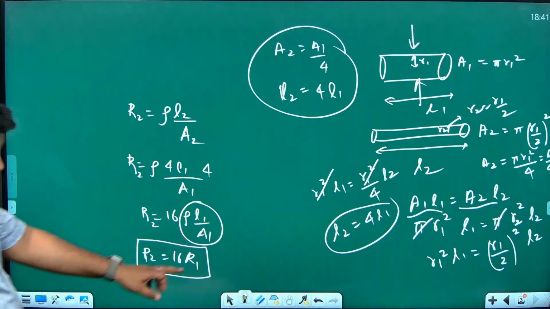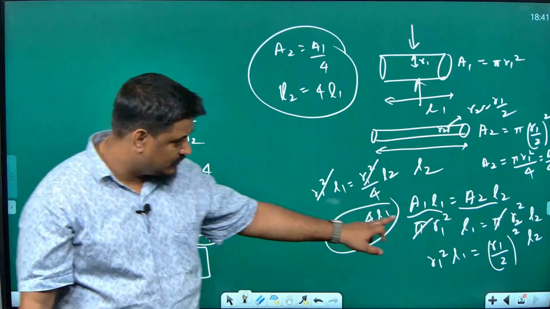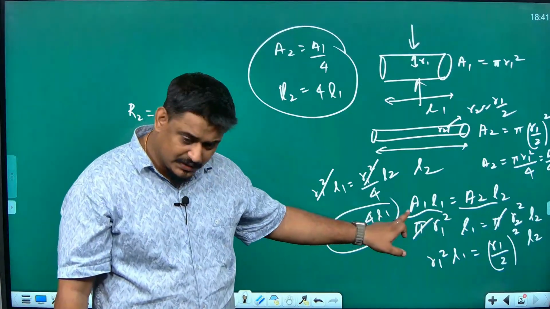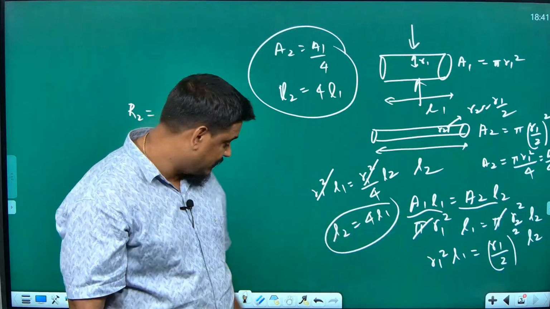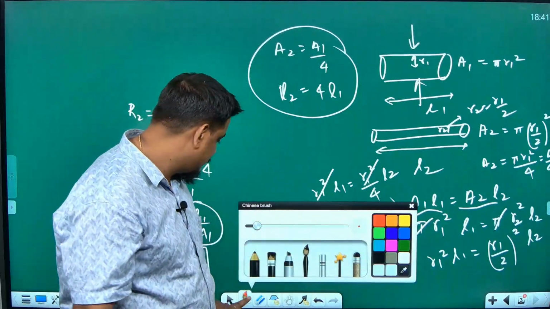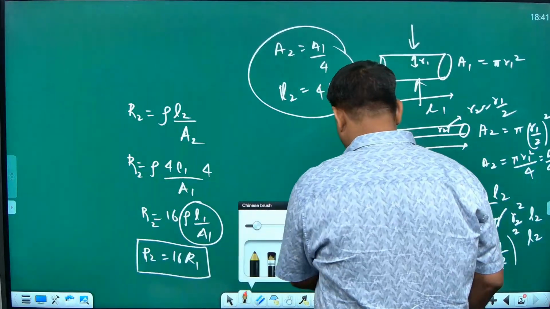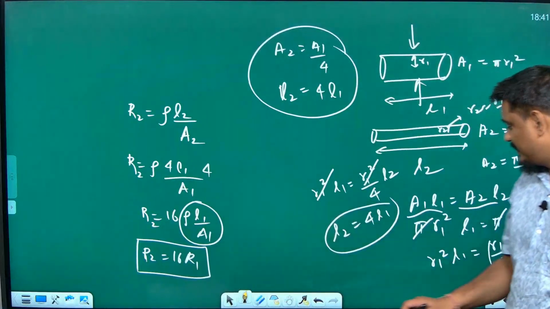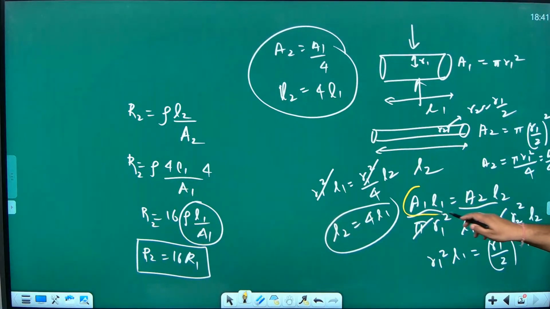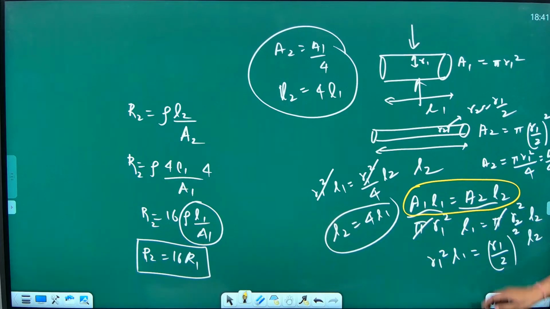Which step? This step. Here. How this came, you're asking? How this step came, you're asking? Very good. I hope you are asking how this came, right? Oh, below this, how it came.